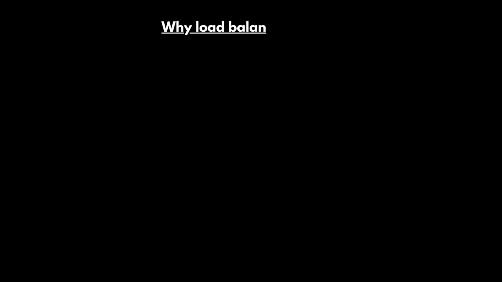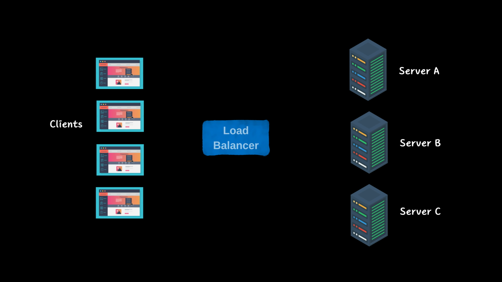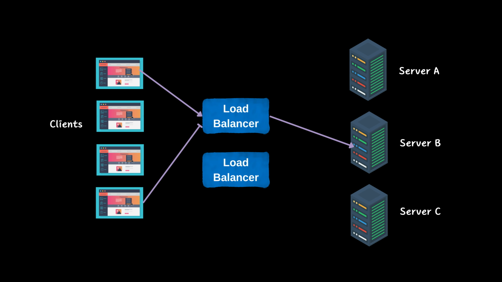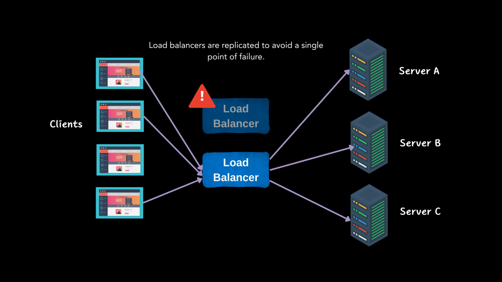With a load balancer, traffic is evenly distributed, failures are isolated, and scaling becomes practical. Load balancers solve quite a lot of problems, but they also introduce another potential failure point. That's why load balancers themselves are usually replicated so that there is no single point of failure, and are highly available and carefully monitored.